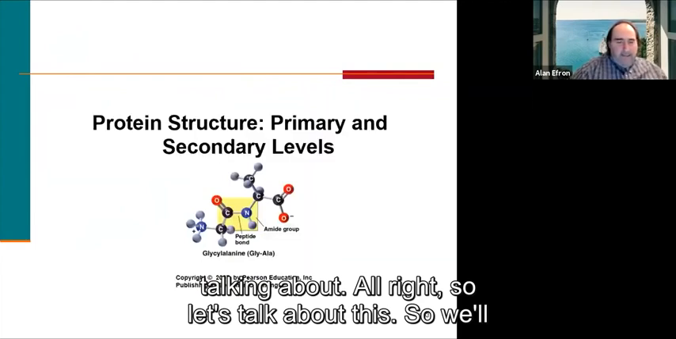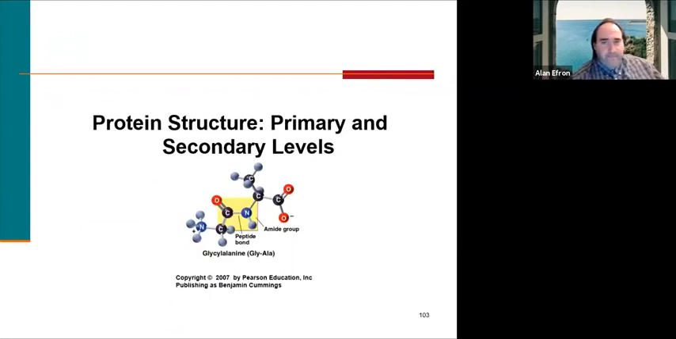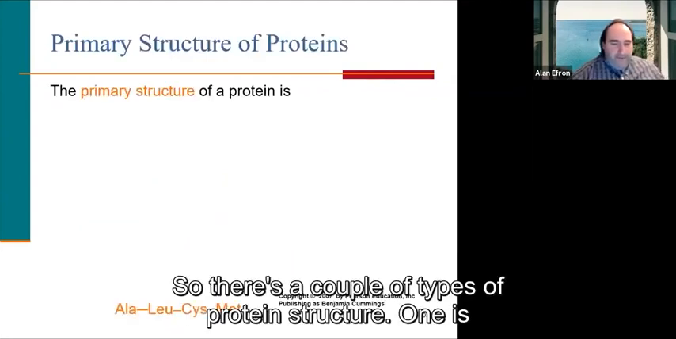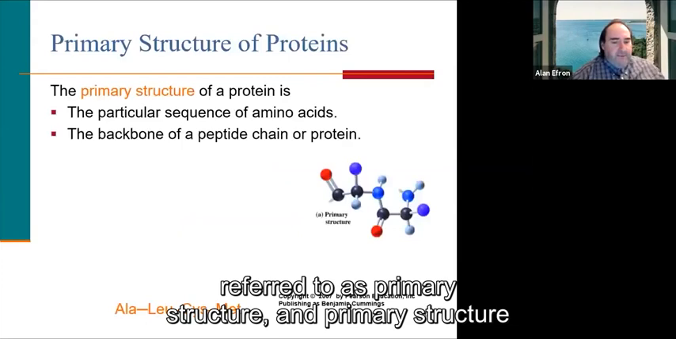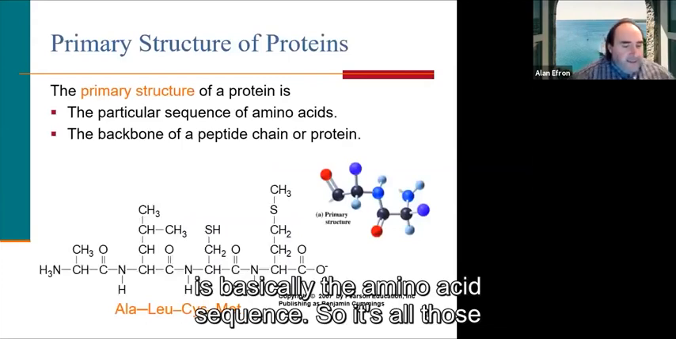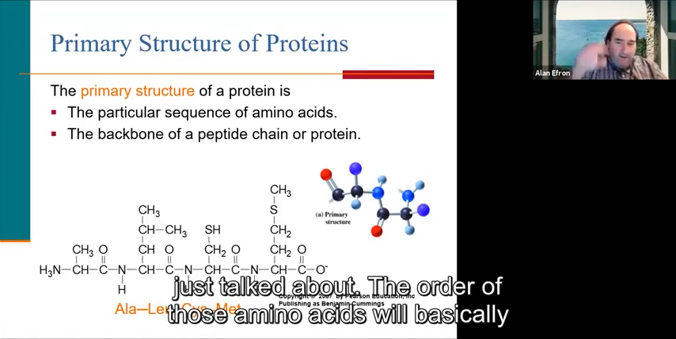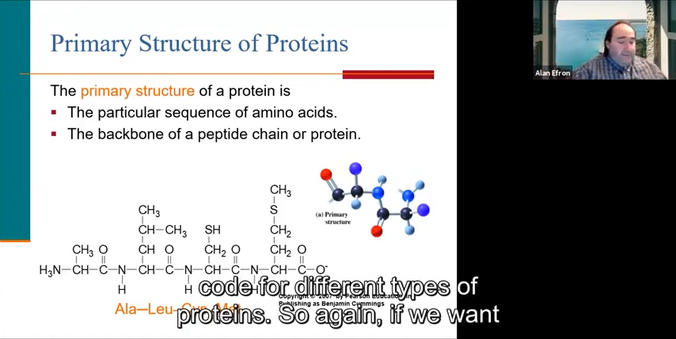All right, so let's talk about this. So we'll talk about actually protein structure and what happens here. So there's a couple of types of protein structure. One is referred to as primary structure, and primary structure is basically the amino acid sequence. So it's all those amino acids that come together through peptide bonding that we just talked about. The order of those amino acids will basically code for different types of proteins.